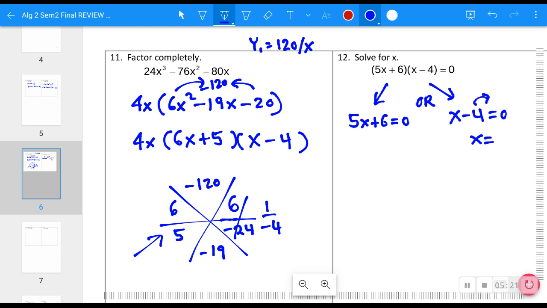Well, this is the easy one. If you take 4 over, you get negative 4 over, you get 4 for an answer. Here there's actually 2 steps. You take the 6 over and divide by 5. So the answers are negative 6/5 and 4.